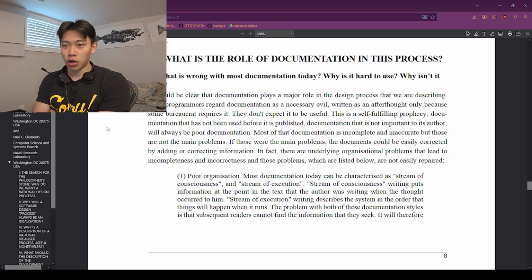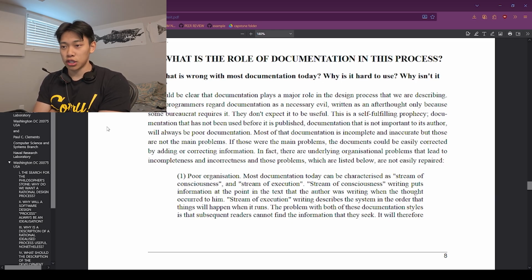Most programmers regard documentation as a necessary evil, written as an afterthought only because some bureaucrat requires it. They don't expect it to be useful. This is a self-fulfilling prophecy. Documentation that has not been used before it is published, documentation that is not important to its author will always be poor documentation.